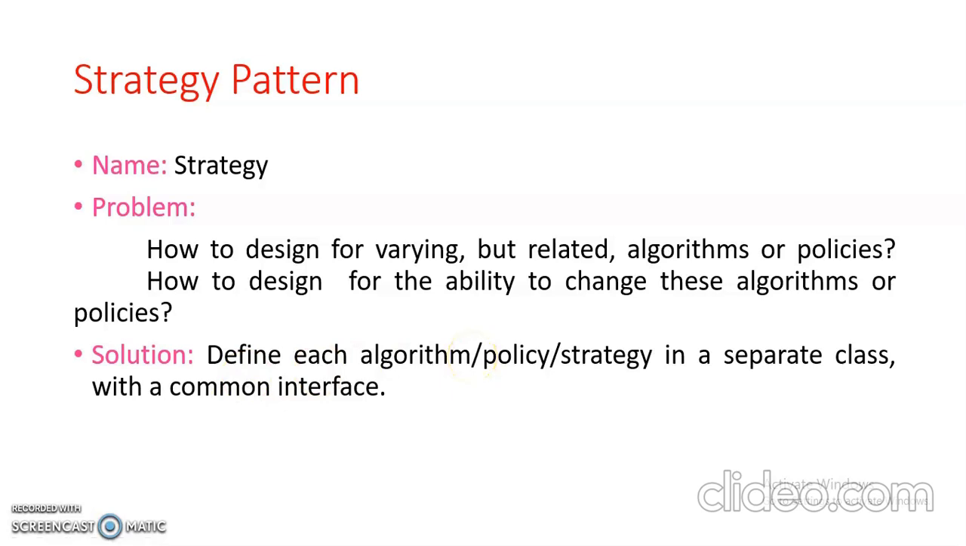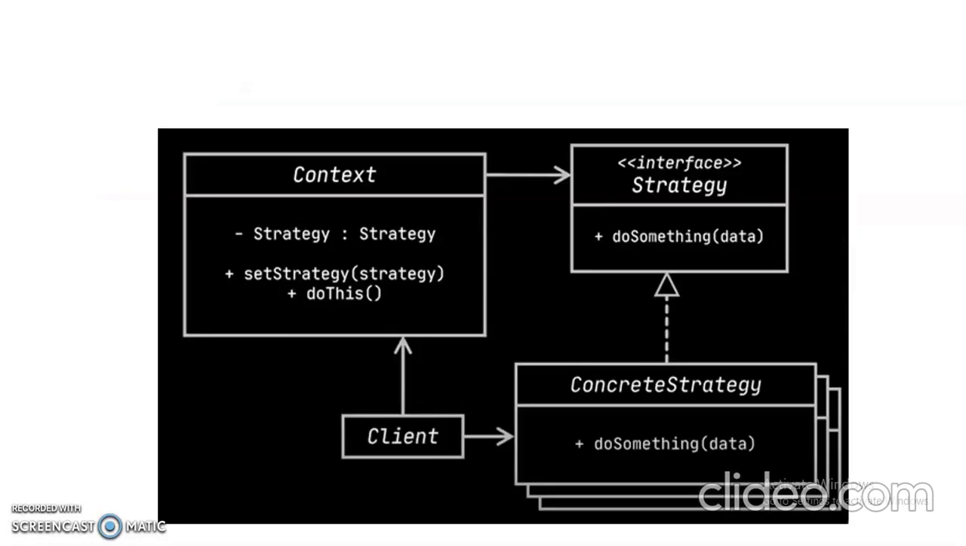Let us see with an example. You will have a better understanding of this problem and solution. This is the general architecture of the strategy design pattern. I have a client class. The client class interacts with the context class, which in turn interacts with the strategy, and the strategy is the interface, so multiple classes will implement it. So the client interacts with the context, which will have a strategy.